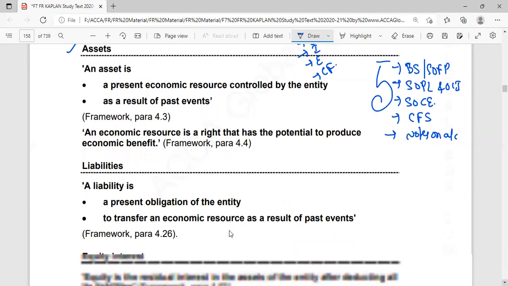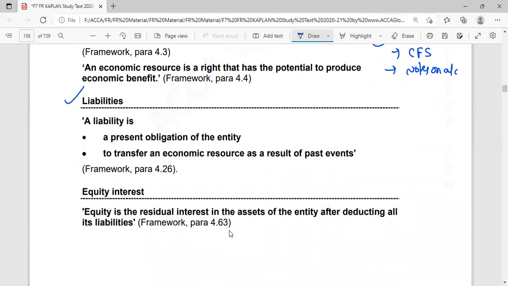Then coming to the second one, liability. It is the present obligation of an entity, based on a past event, which creates an outflow of economic resources from the entity in future. These are also classified into two types, current liability and non-current liability. Those which are payable within one accounting year are called current liability, otherwise they are said to be non-current liability.